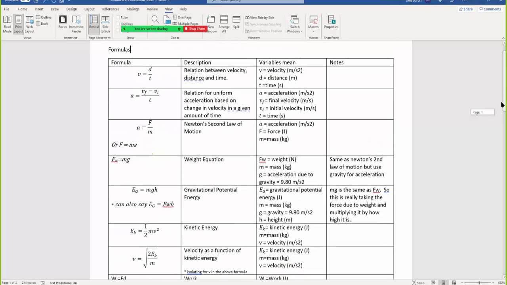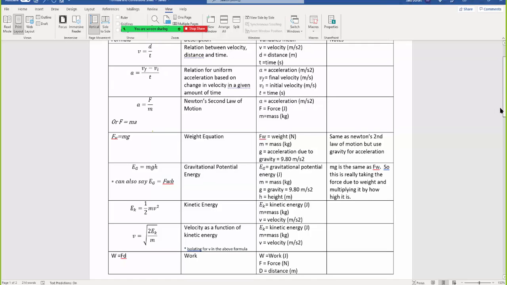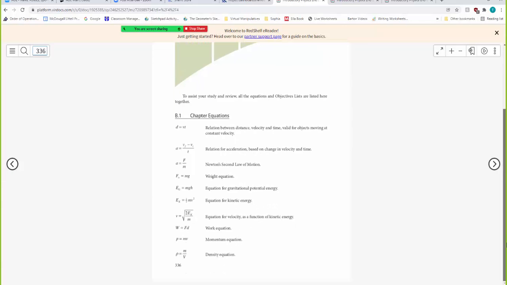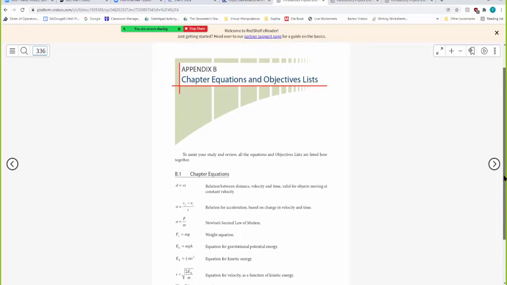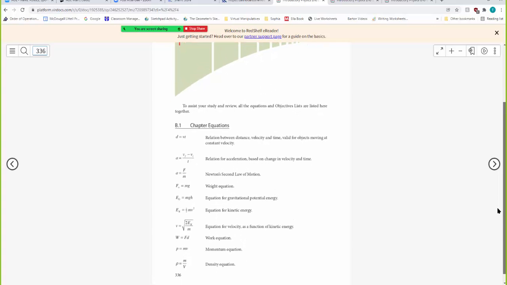This is the formula sheet, all the formulas that you guys have used so far. This is in the back of your book. If you want to look in the back of your book, let me see if I can pull it up here. Actually, I'm sorry, it's Appendix B. So in your books, I think it's around page 336. I think this is a different version, a different edition than the book that you have, but it should be around page 336, and there's a list of all the formulas.